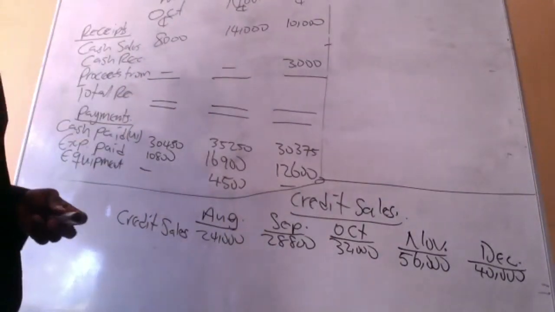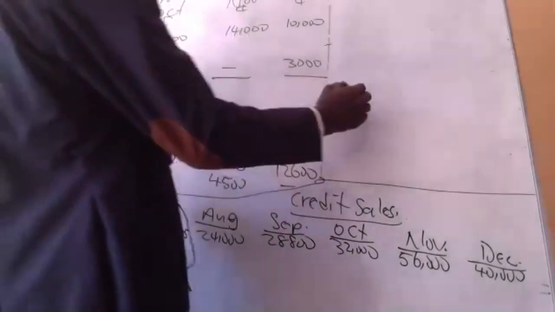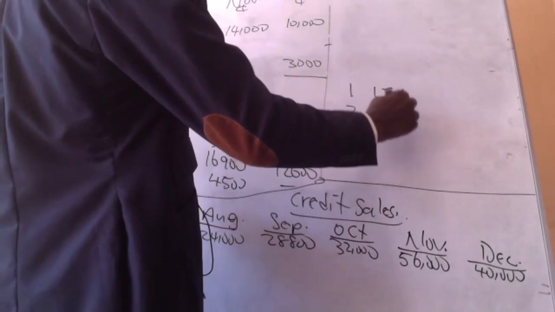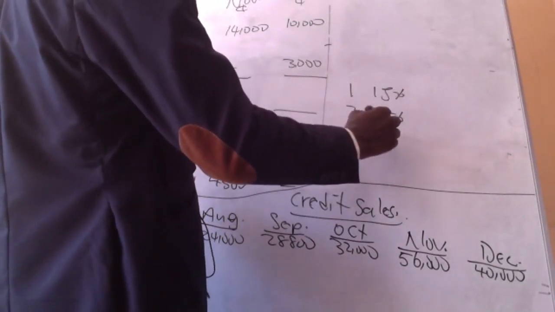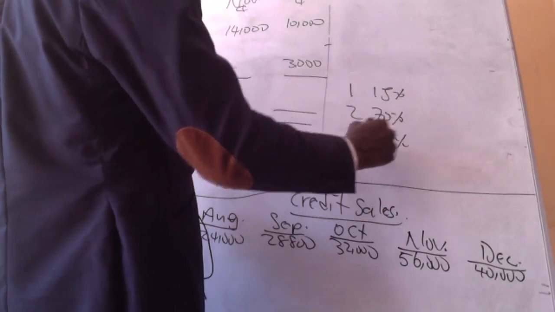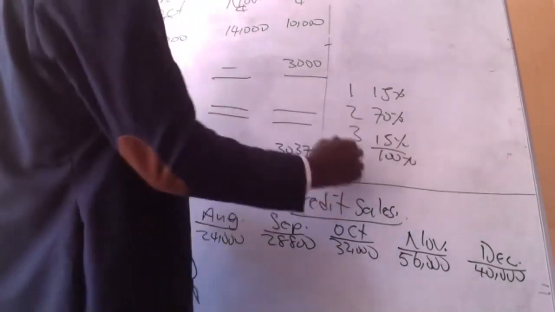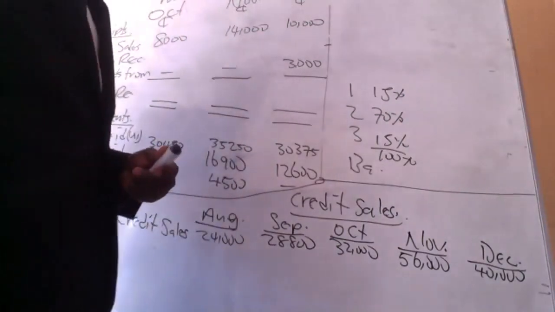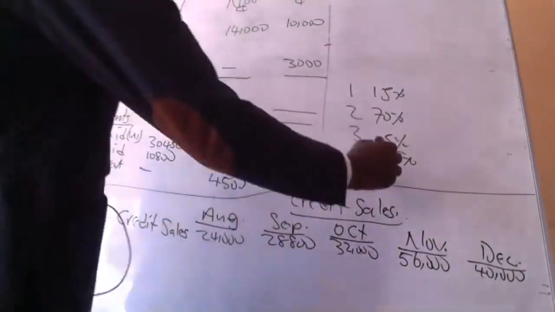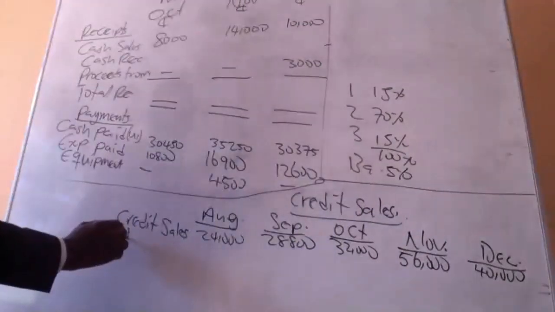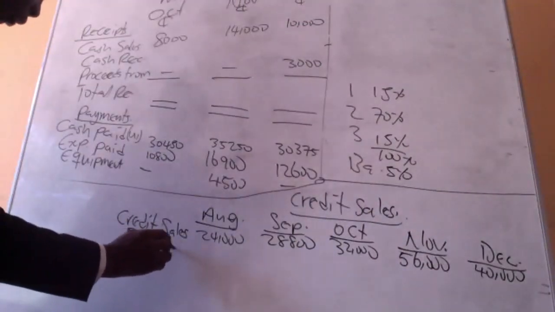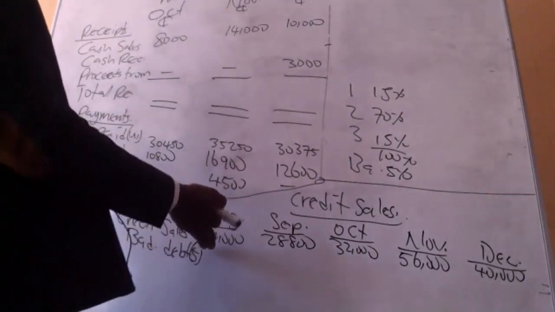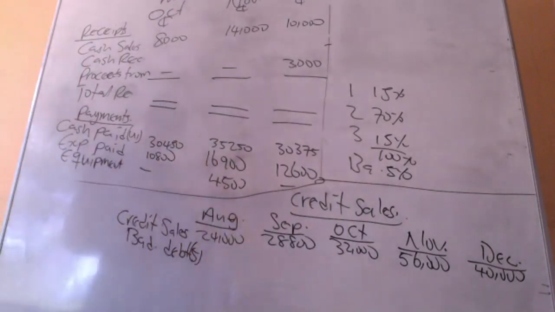Now, anytime you add your percentages, first 15%, next 70%, next 15%, all add up to 100, and still there's bad debt in the question. This is how you have to do it. Bad debt of 5%. So 5% on 24,000, what would be the answer?